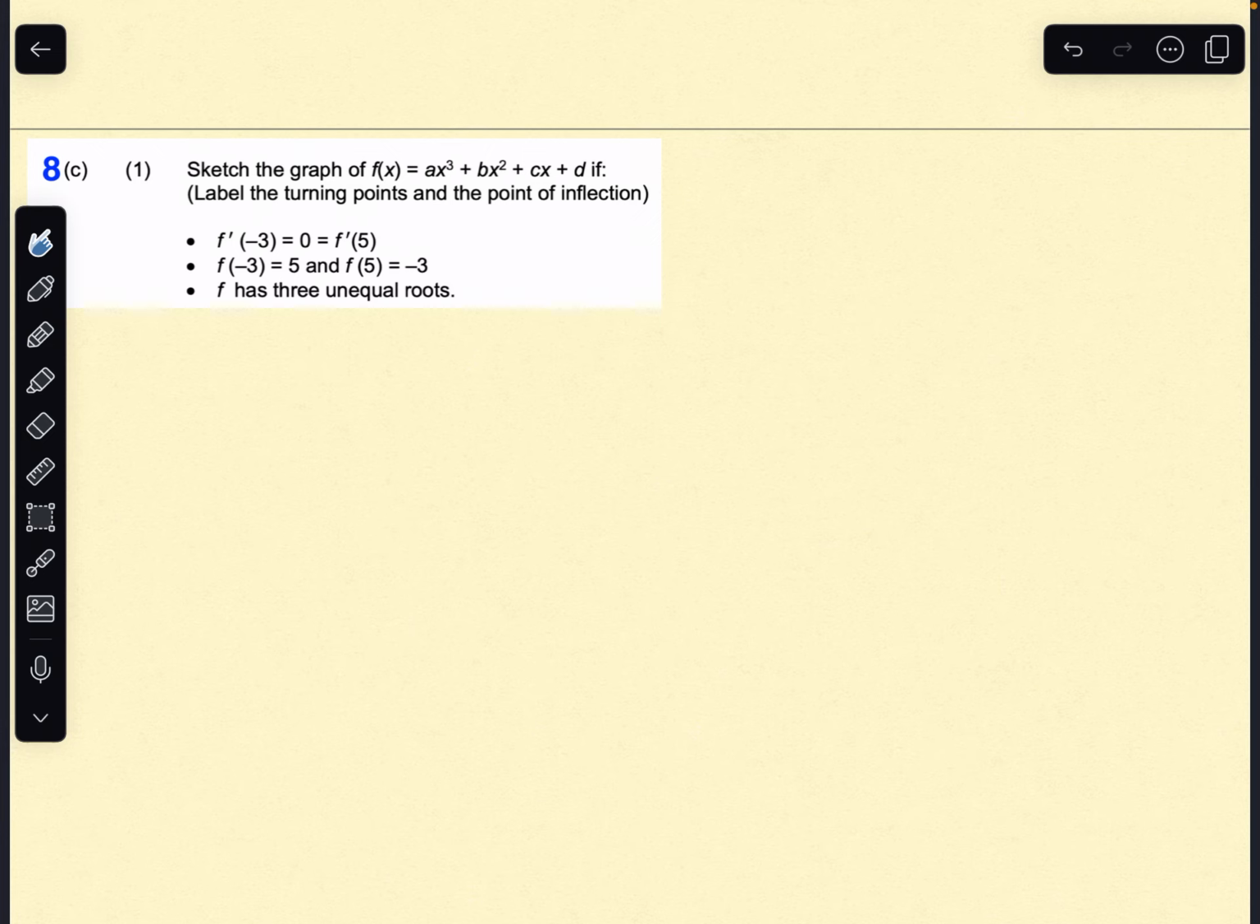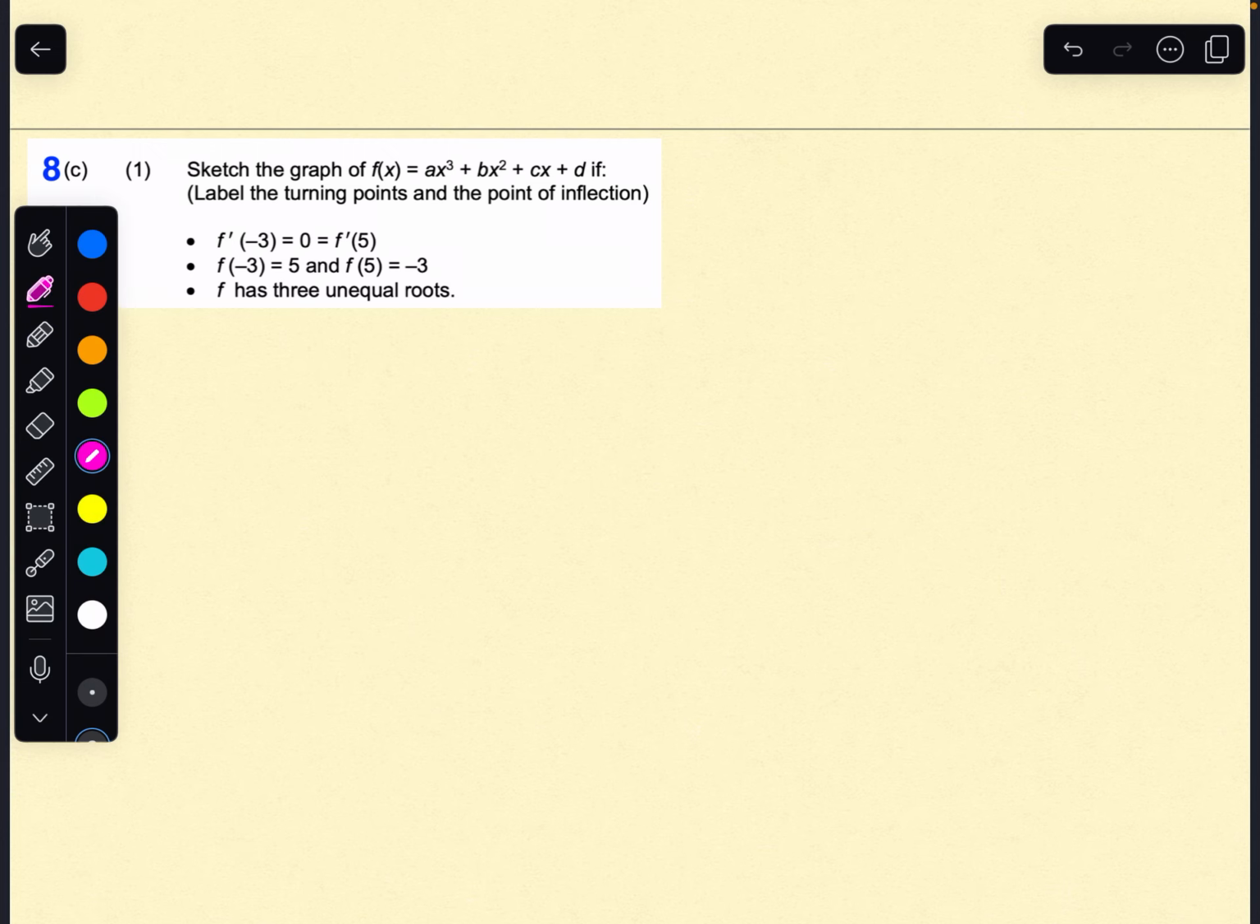Then the second bit of information says f(-3) is 5 and f(5) is -3. Funny, but essentially when x is equal to -3, the y coordinate is 5. And when x is equal to 5, the y coordinate is -3. And then we're told that f has 3 unequal roots. So that means that the cubic graph cuts the x-axis 3 times. Okay, so let's get it going.